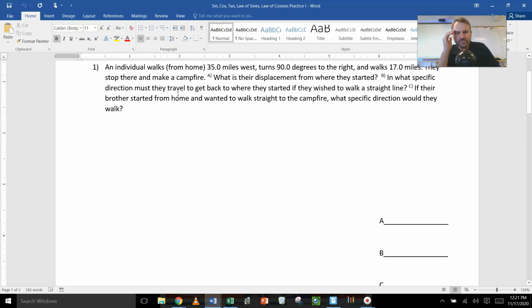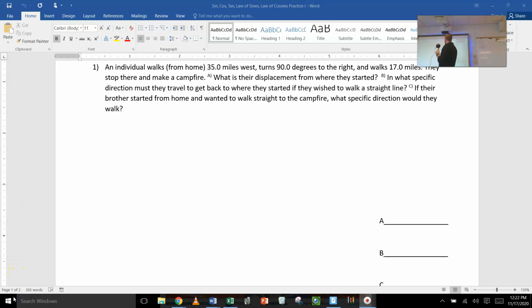So the thing is, with specific directions, you can't just say northwest. You got to be very specific. You got to tell me 30 degrees north of west or 60 degrees west of north. You can't just go saying general directions. So let's get started here.